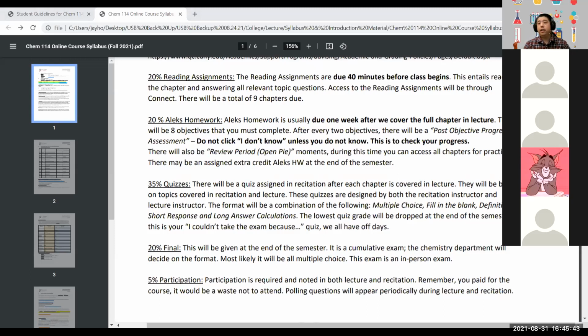So some students may end up with 20 questions if they do all the questions correct. If they get questions wrong, it's going to give them more questions. Some students can end up with 200 questions. So it depends on how you answer the questions. Make sure you take your time with it.